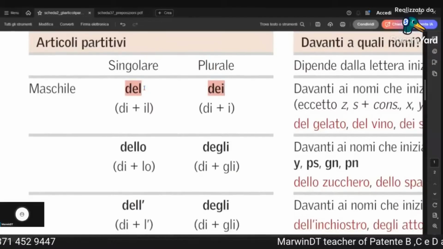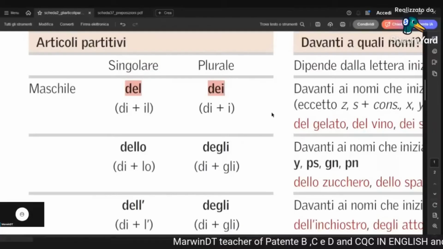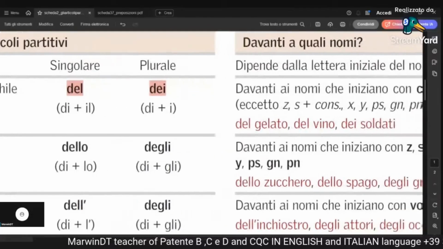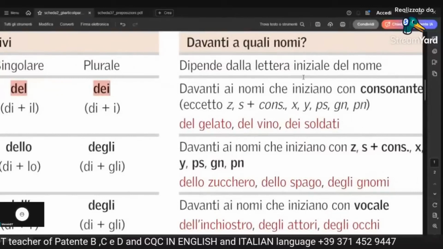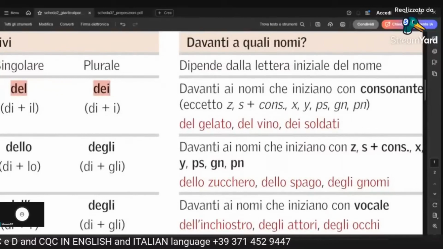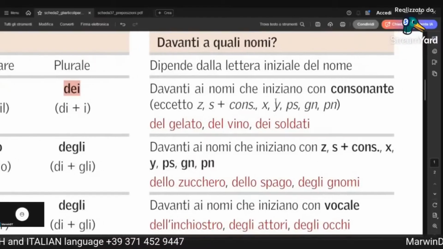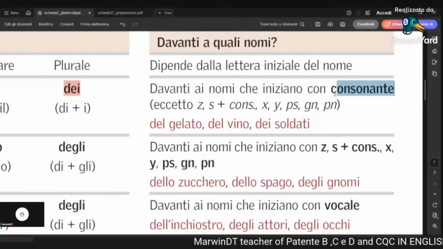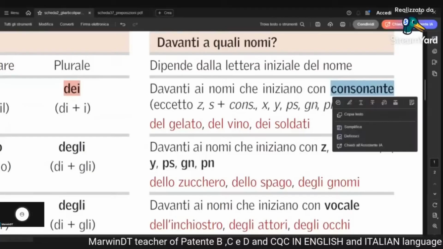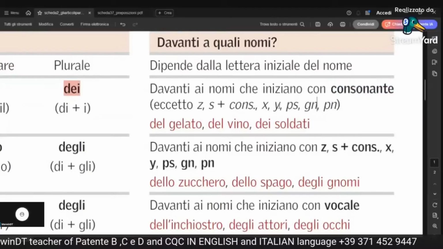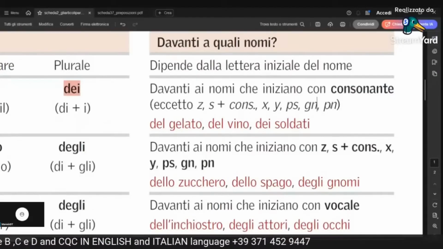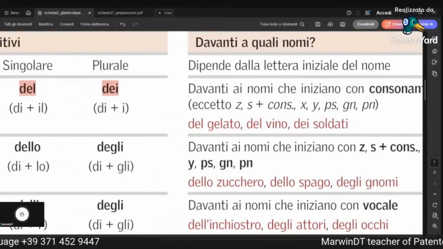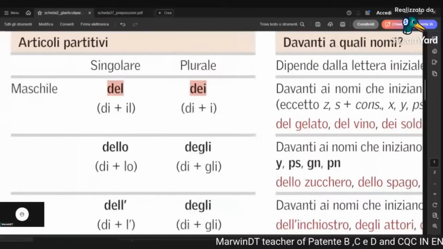Now, in using del and dei, do not forget, the beginning letter of that word, of the name, must start with a consonante, which is the consonant which we have seen before. With what? X, Y, PS, G, N, PN. Are we there? That's when we use the articoli partitivi, del and dei.